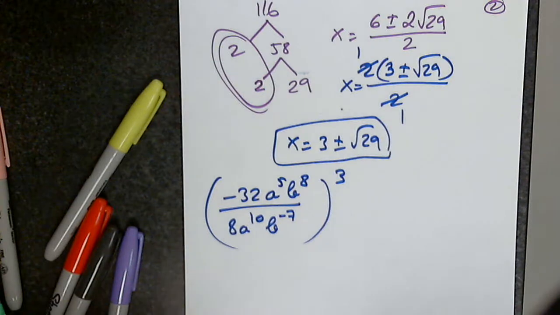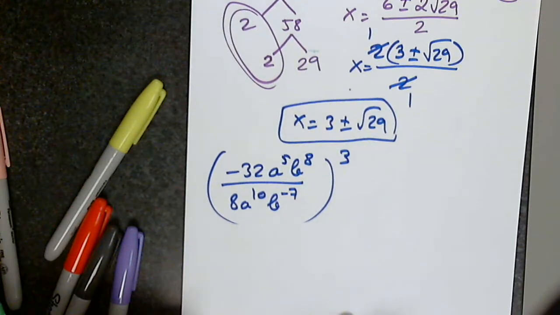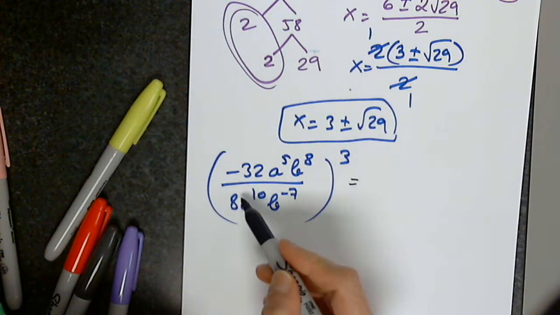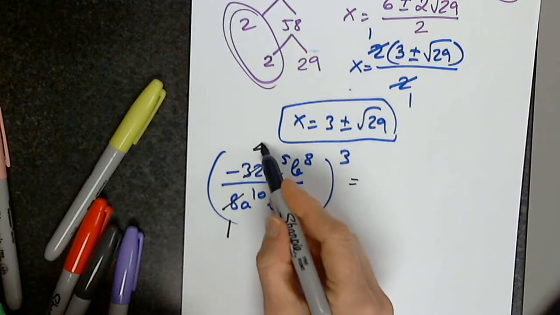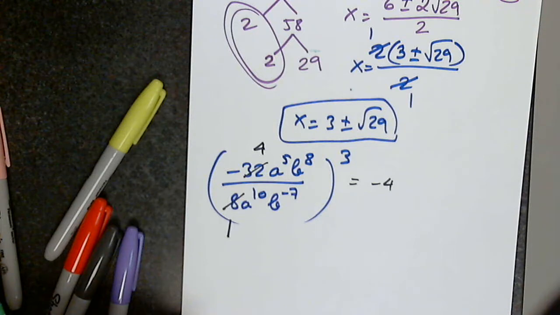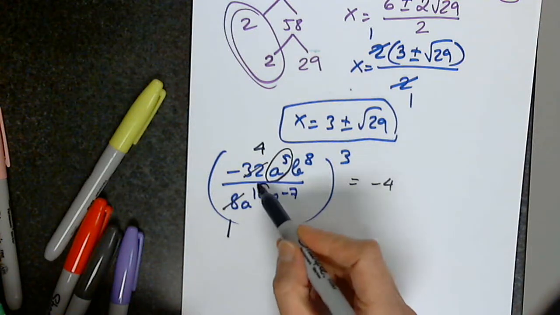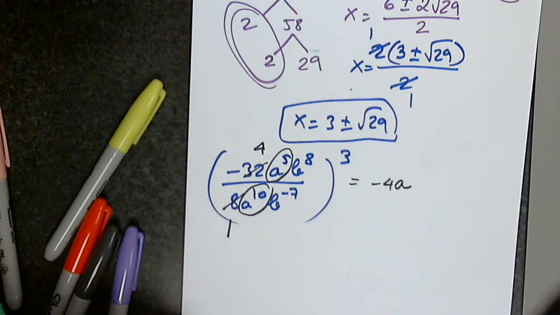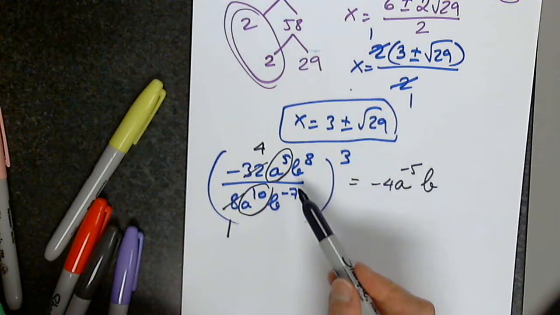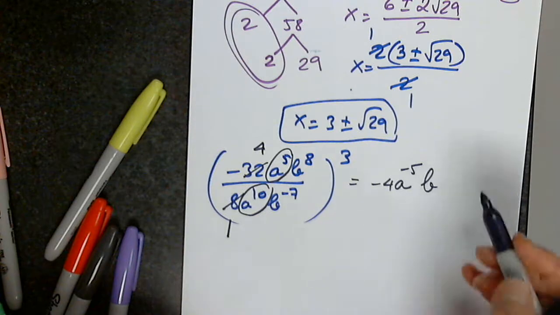Okay, very good. So first of all, I simplify as much as I can. Remember, simplify, factor, it's always in the back of our minds. So I will simplify 8 and 32 by 8. So then I get -4. I will simplify these by copying the base and subtracting the exponents. 5 minus 10 is -5. And then I will copy b and subtract the exponents. 8 minus -7 is +15.